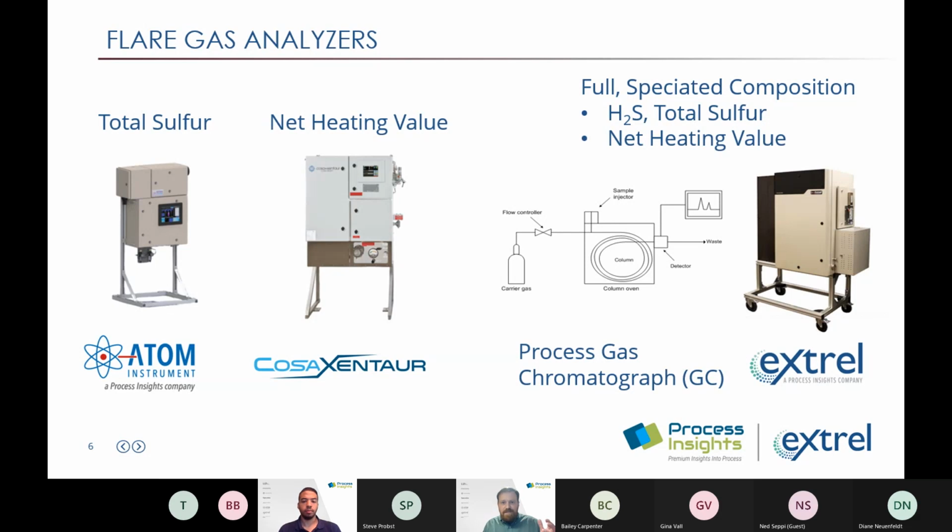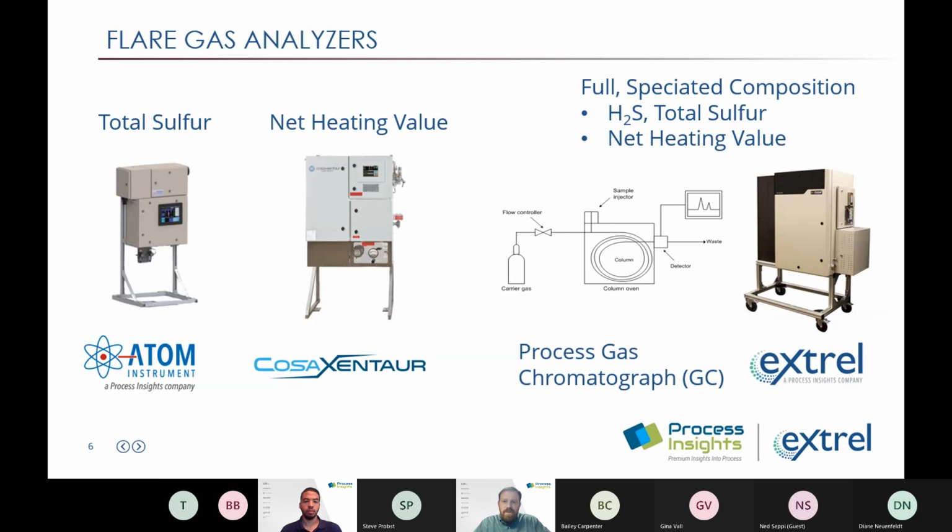Starting on the left-hand side of the slide, a lot of sites will use sulfur analyzers. For example, this is the Atom Instruments FGA 1000. It's a total sulfur measurement device specifically for flare gas. It's made by Atom Instruments. And that will do a total sulfur measurement. Now, that's for the refineries and the people that have sulfur rules.